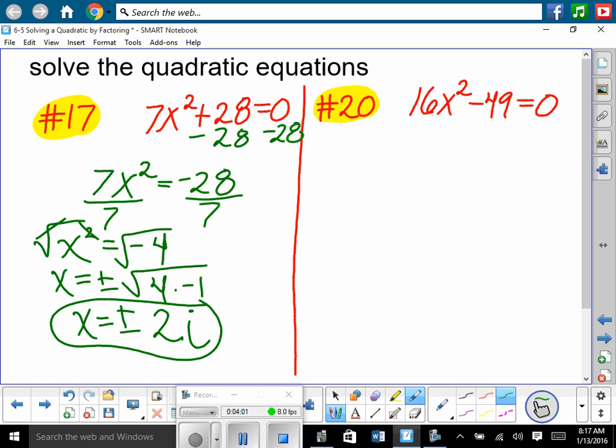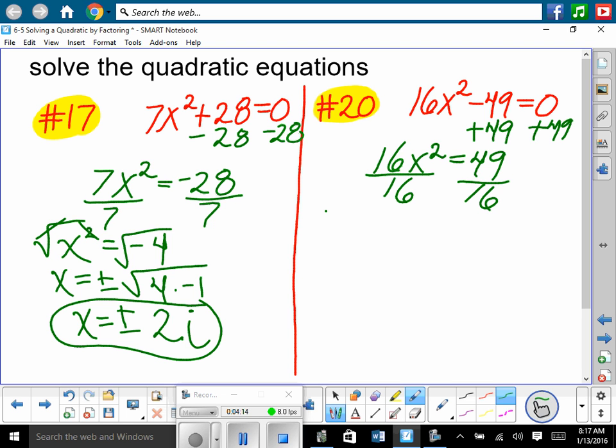All right, so looking at this one, same thing. We isolate x squared, so we add 49 to both sides. So we have 16x squared is equal to 49. Then we divided by 16. So we have x squared is equal to 49 over 16. Then we take the square root of both sides of the equation. Root cancels out with the power. We get x is equal to plus and minus the square root of 49 over 16.